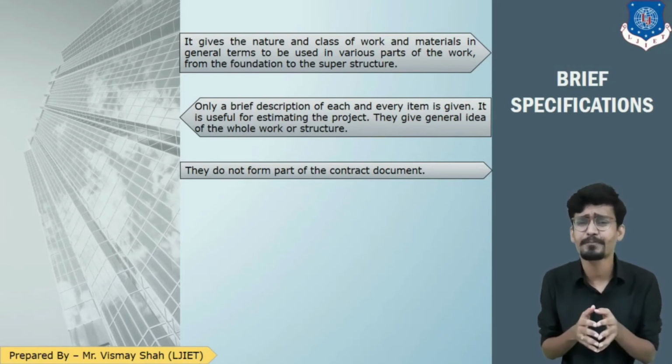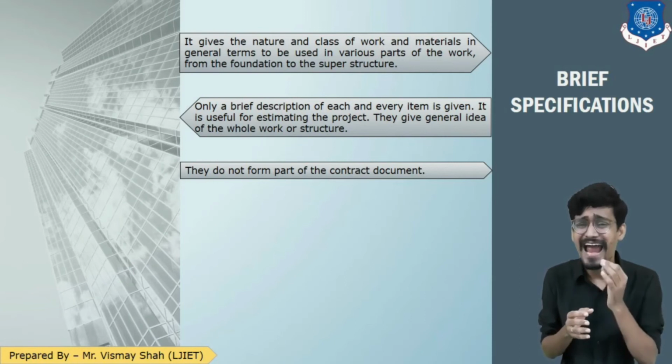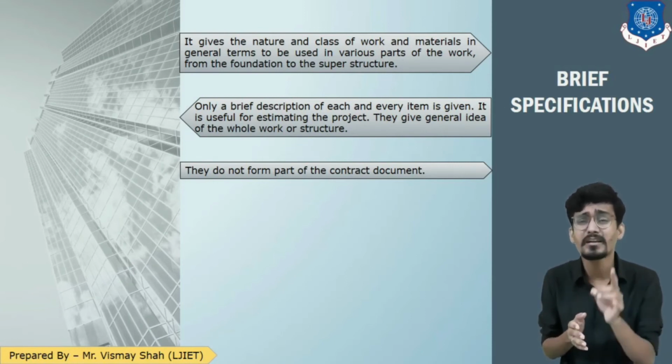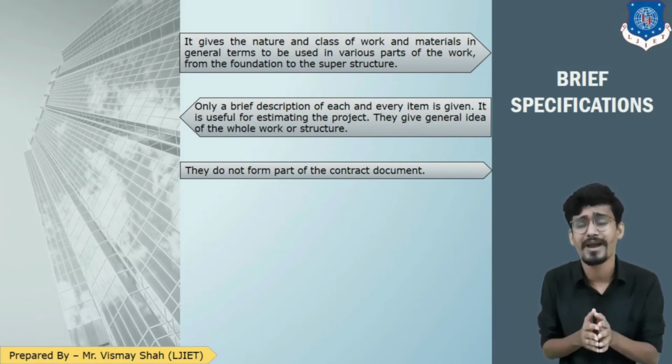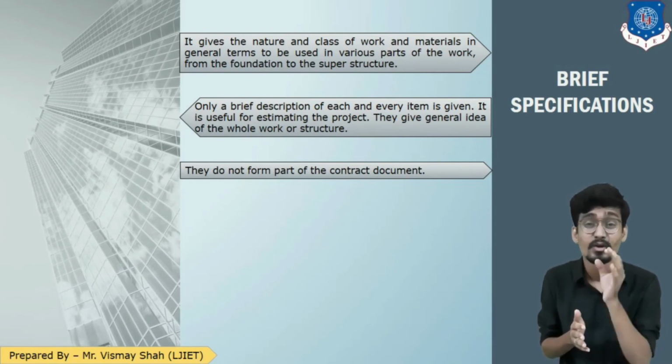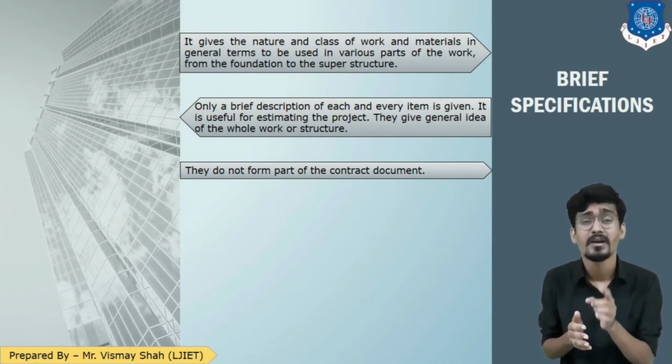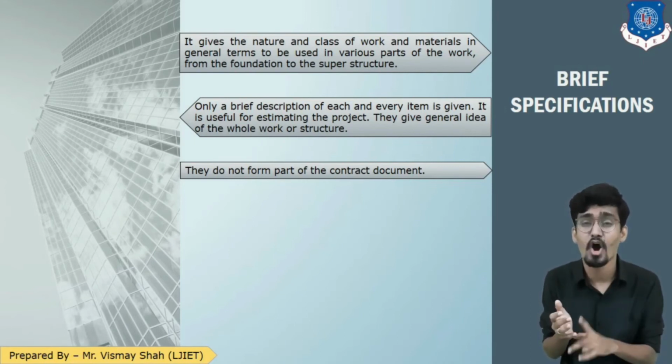Only a brief description of each and every item of work is given in this kind of specification. It is useful to prepare an estimate of the project, and it gives a general idea of the overall work. The last and very important point of the brief specification is that it does not form part of the contract document. Yes, you have read it correctly, brief specifications are not considered a legal document.